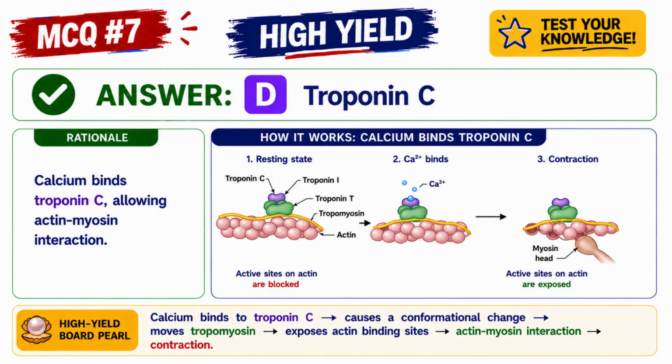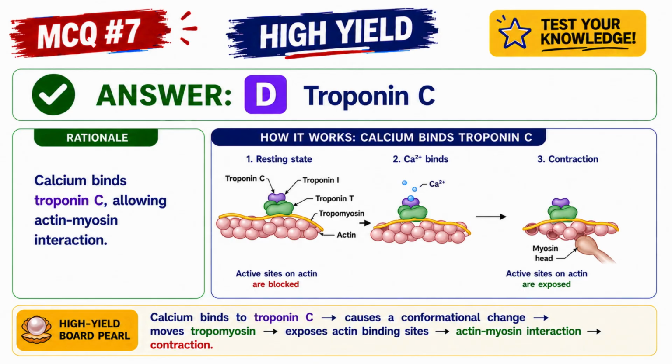This is the one that matters for contraction initiation. Troponin I, the inhibitory subunit. At rest, in the absence of calcium, Troponin I holds tropomyosin in a position that physically blocks the myosin binding sites on actin. Troponin T, the tropomyosin binding subunit, anchors the complex to tropomyosin.